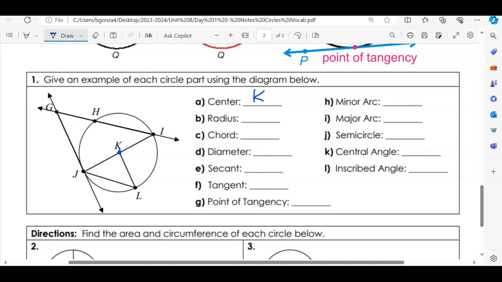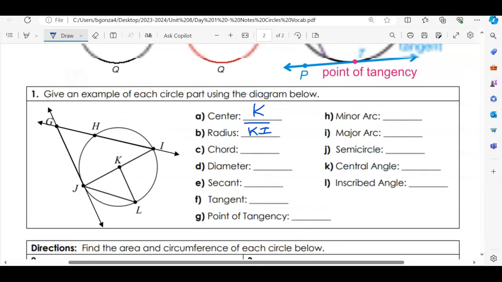So let's pick one. How about KI? That's a good radius because it's from the center to the edge. So the way you write it, this is very important. You want to put the 2 letters, KI, but since it's a segment, you have to put a segment on top of it. This is like Unit 1 stuff. It's been a while, but we definitely talked about this before. Okay, so again, KI with a segment on top.